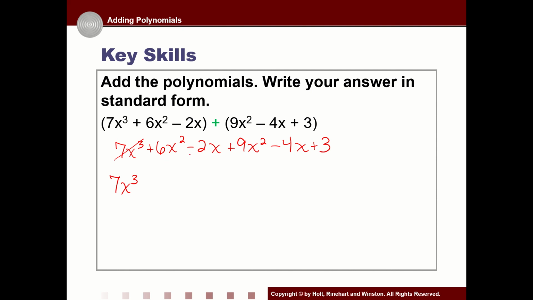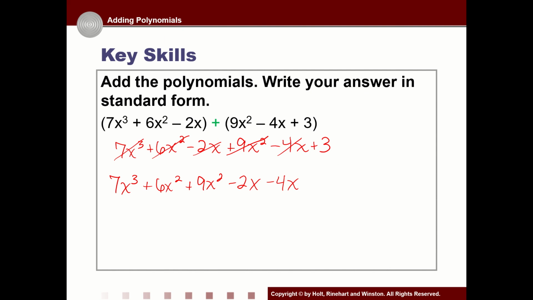So then I'm going to look at the next term. I have 6x squared, positive 6x squared. I'm going to write that and look to see if I have any other x squared. Here's one, plus 9x squared. That's down there. Any other x squareds? Nope. Then I'm going to come through. My next one is minus 2x. See if I have any like terms with that. I do. Negative 4x.